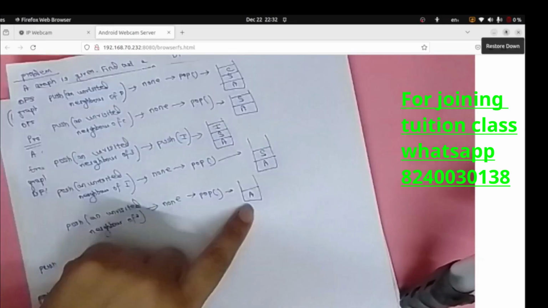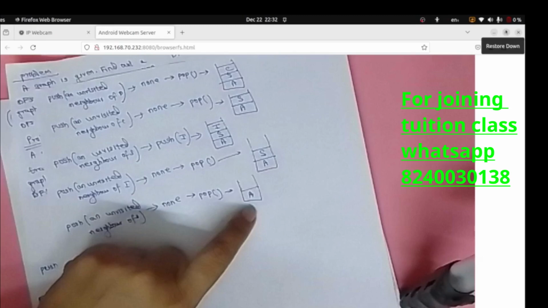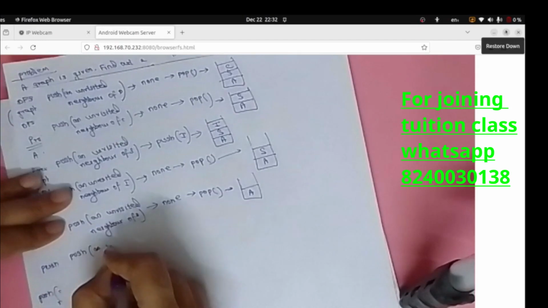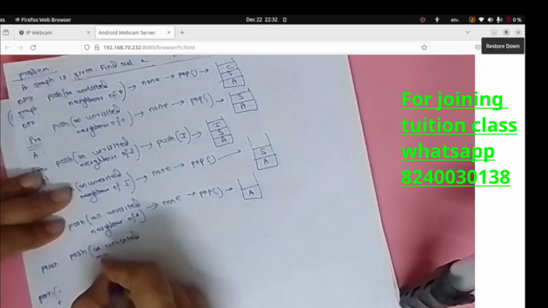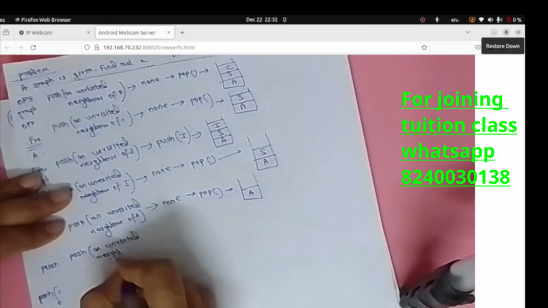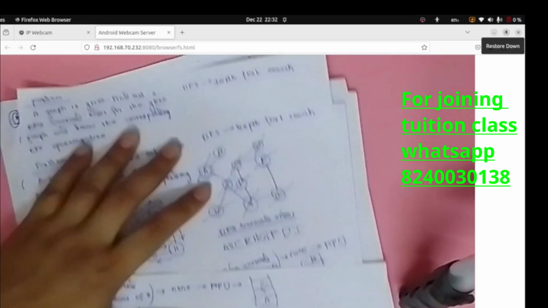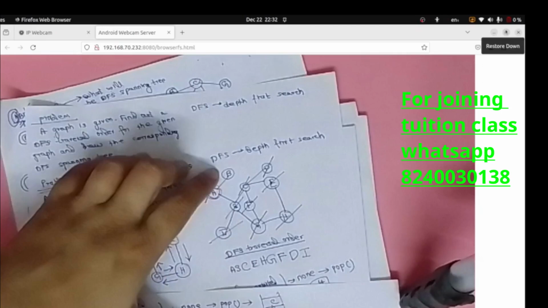Now A is the topmost element of the stack. So the push operation will be related to this vertex. So what we will try is to push unvisited members of A. If we see the graph, for A there are two vertices, B and S, only two members, and among them B is the only unvisited member. So we will push vertex B into the stack.